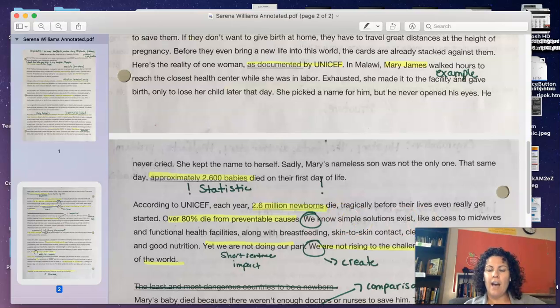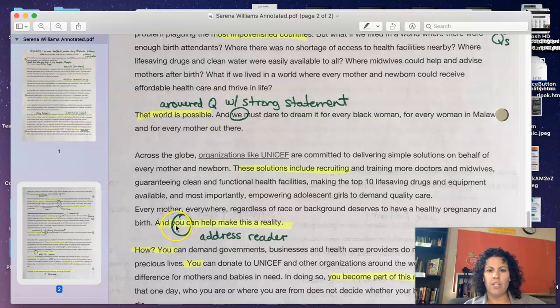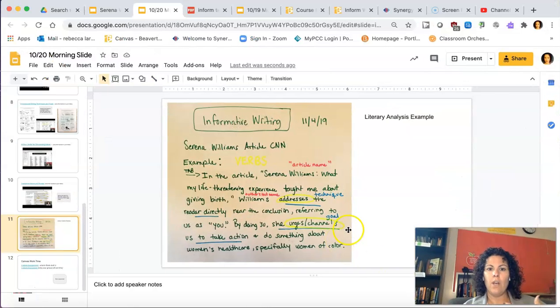So here I have this moment right here where she addresses the reader. She says, you can help make this a reality. And I think that's exactly what I want to do. So you can see here in my informative writing, I have, first I always say in the article, and I name the name of it, Serena Williams, What My Life-Threatening Experience Taught Me About Giving Birth. Williams, the author's name, and then I add in one of those strong verbs. She addresses, right? That's what she's doing, the yellow, the strong verb. She addresses the readers directly near the conclusion.